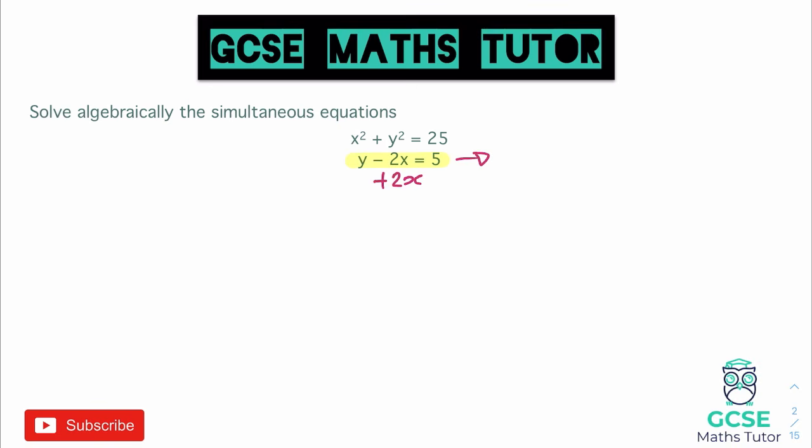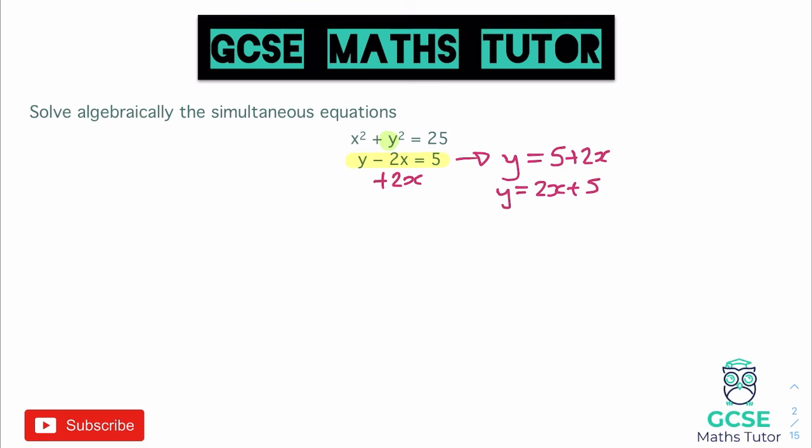So if we do that, we get y is equal to 5 plus 2x. You could also write that as 2x plus 5 if you prefer. It doesn't really matter, but let's just write that down as well. So y is equal to 2x plus 5. Now that I know what y is equal to, I can replace the y squared in the first equation with 2x plus 5. And that's going to mean that top equation only has one letter in it. It's only going to have x's in there.